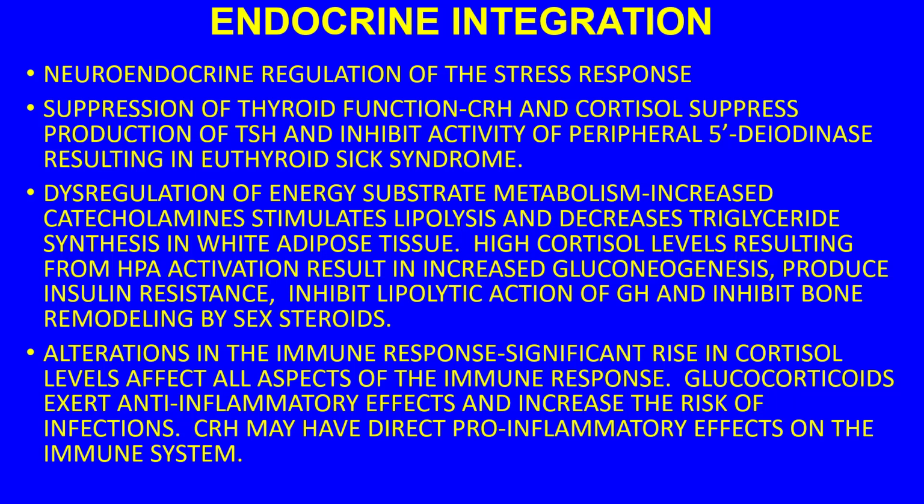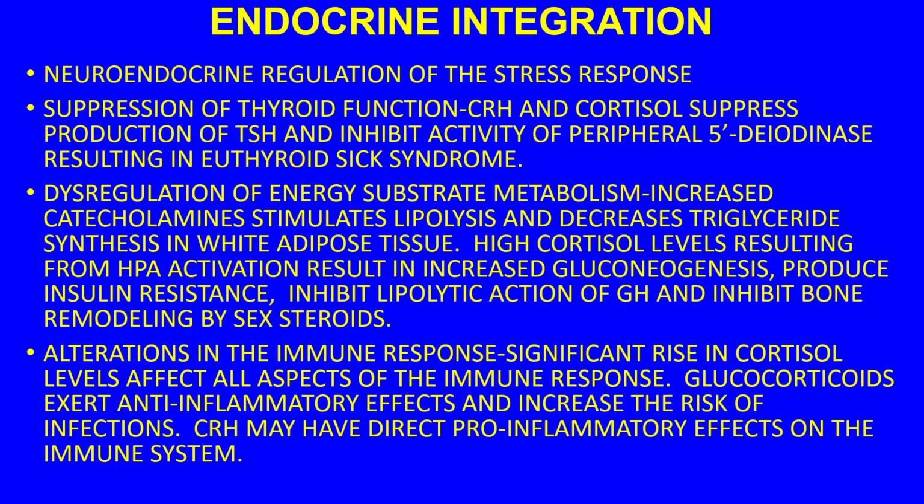Dysregulation of energy substrate metabolism. Increased catecholamines will stimulate lipolysis and decrease triglyceride synthesis in white adipose tissue. Remember, there's two different types. There's brown adipose tissue, which mostly is used for thermogenic means. White adipose tissue is really that which stores lipids and things like that. High cortisol levels resulting from HPA activation result in increased gluconeogenesis, produce insulin resistance, inhibit lipolytic action of GH, and inhibit bone remodeling by the sex steroids.